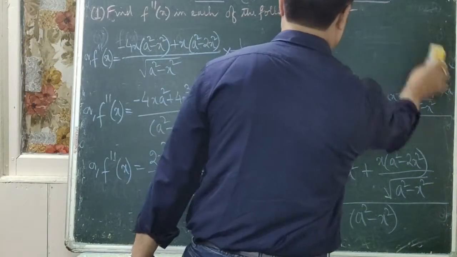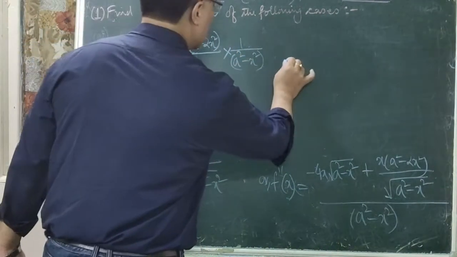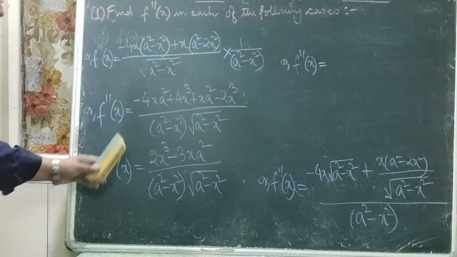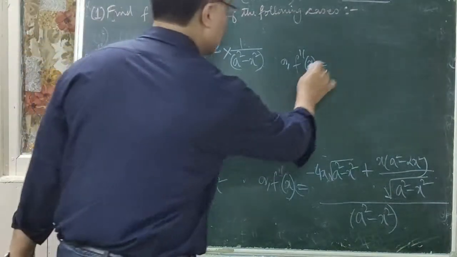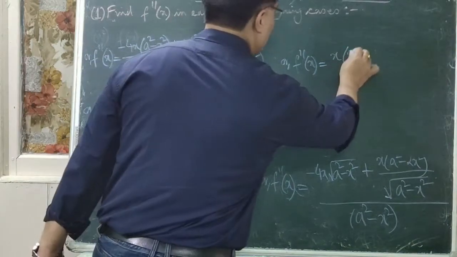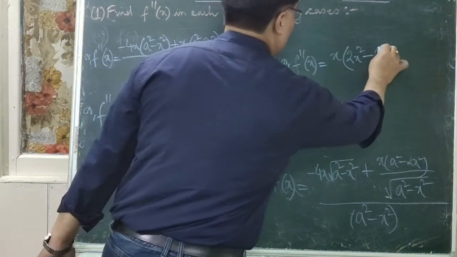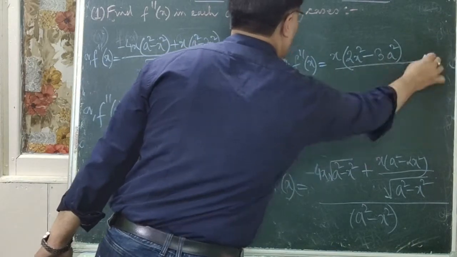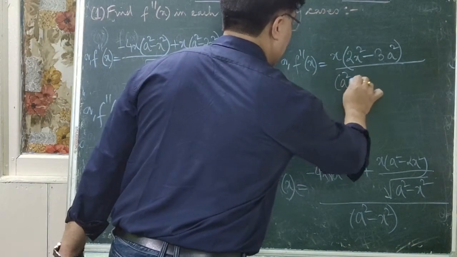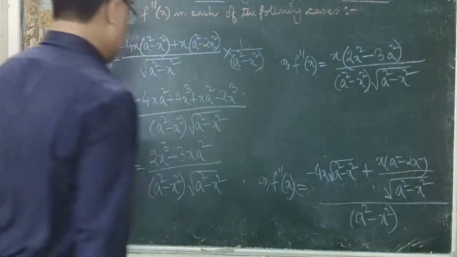So what is the final answer now? You can take common from the numerator. So f double dash of x is equal to, what is common in the numerator? Only x is common here, x is taken common, so within bracket what do we get? 2x square minus 3a square, whole divided by a square minus x square, and then within square root we have a square minus x square.